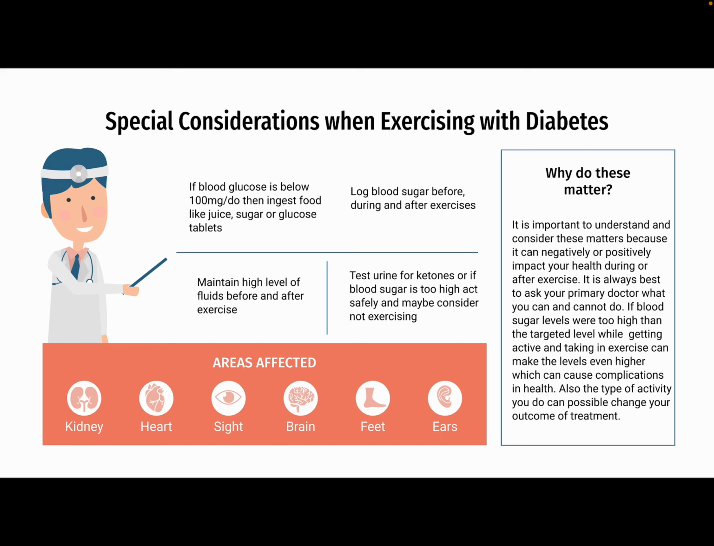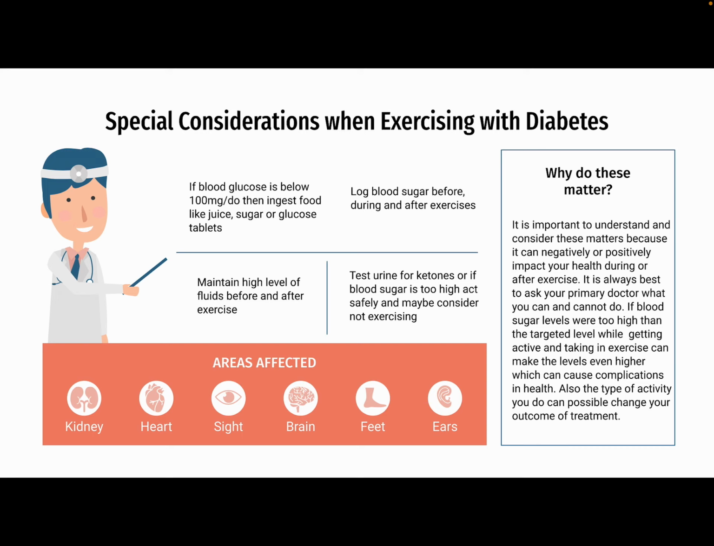With that being said, there are some special considerations when exercising with diabetes. Like I said before, exercising can have a negative effect, and it is really important to get your fitness plan approved by a physiologist or your doctor. If your blood glucose is too low, or below 100 milligrams, it is important to ingest food like juice or sugar or glucose tablets to get it to a pretty normal level. Logging your blood sugar before, during, and after exercise is a great way to understand how your body is responding to the exercise.